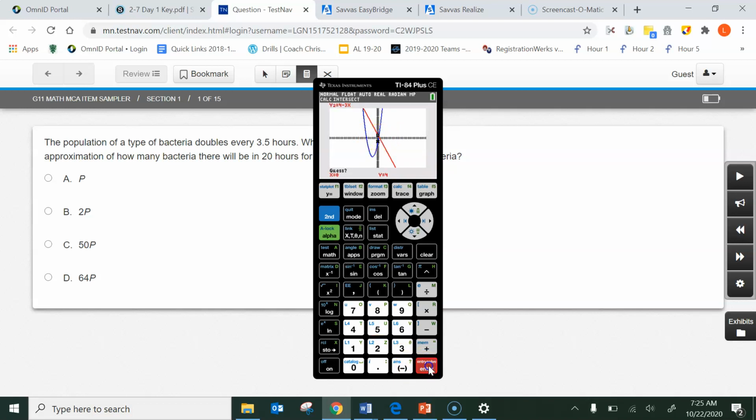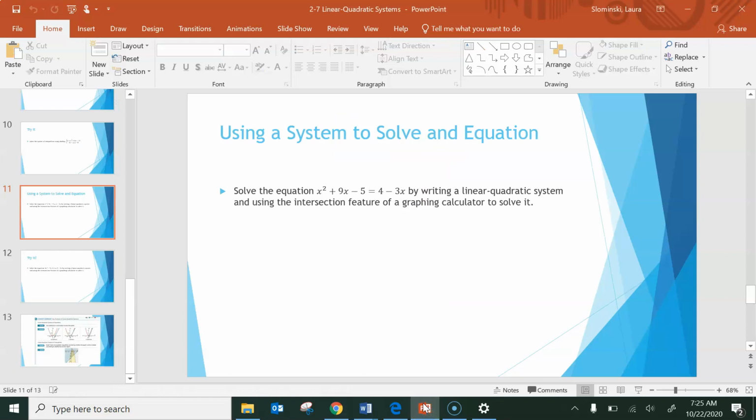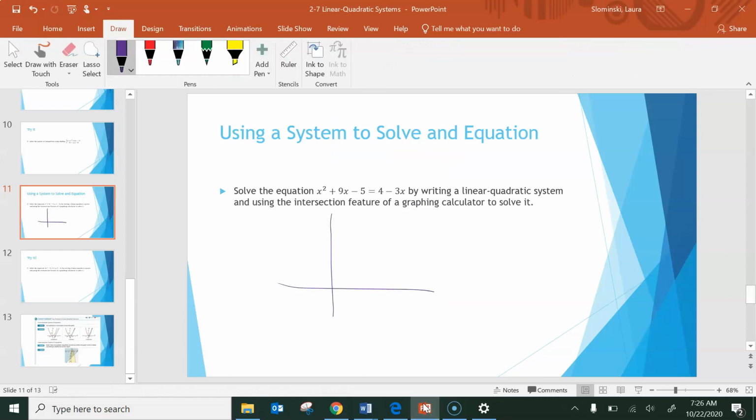I'm going to hit enter 3 times. And you can see that it tells me this point of intersection is 0.71, 1.88. Okay, so if I go back to this, I'm just going to write on here now. Okay, so we're looking at this graph. Oops, it's not even a graph, it's upside down. Okay, try again. Looks something like this. I got 0.71, 1.88. This is not my answer yet.